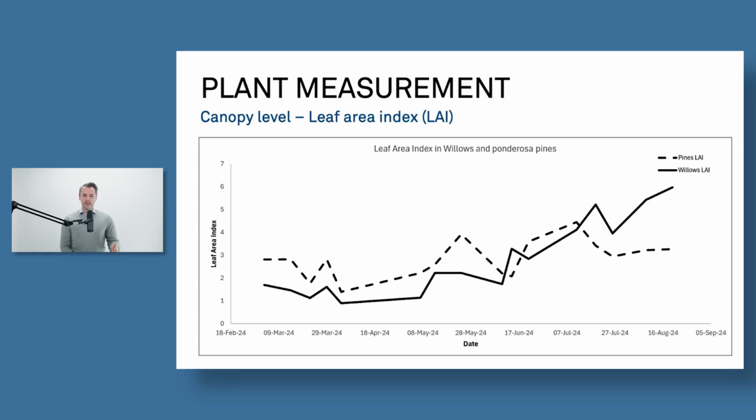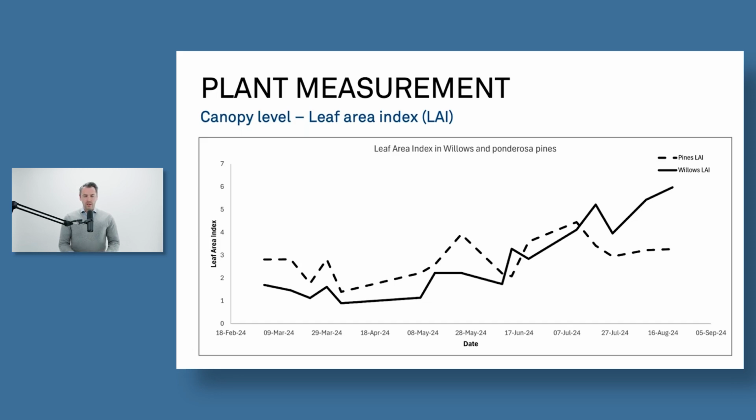So again, the simple way to think about this is you've got leaf area index on your y-axis. As LAI goes up, your biomass is going up over the course of the growing season. So you run into some similar challenges with leaf area index as you do with stomatal conductance, although we were able to get out a couple more times for this.